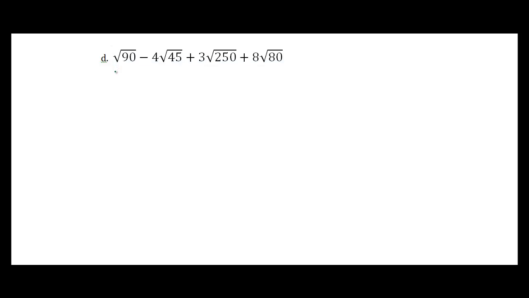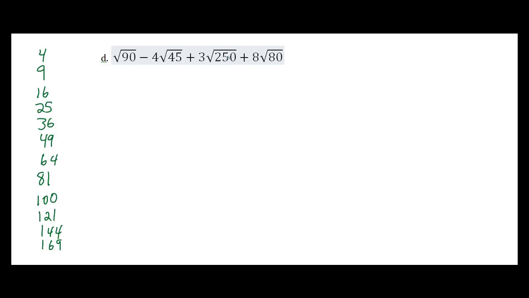Before I start simplifying, I'm going to write down our list of perfect squares, right? 2 squared is 4, 3 squared is 9, 4 squared is 16, 25, 36, 49, 64, 81, 100, 121, 144, 169, and so on and so forth. All right, I think we have enough here.